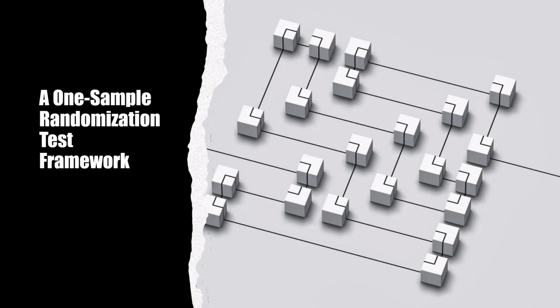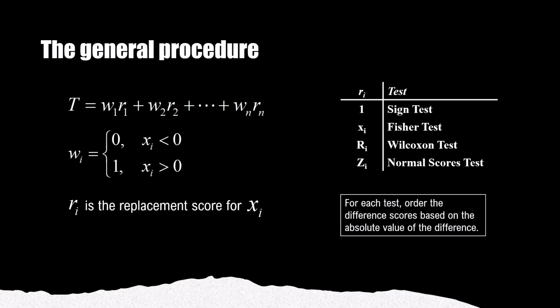I am going to finish my series on randomization tests by providing a general framework for the one-sample randomization tests. When you watched the videos in this series, it probably occurred to you that you're doing the same thing over and over again, and indeed you are, which is what allows us to establish a general framework. The general procedure is this.